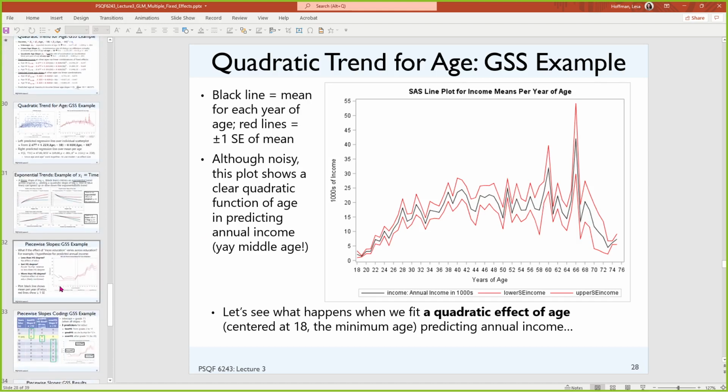And then the next one that we're ready to do then is something known as piecewise slopes. So any questions or things that you want to review before we jump into something new?